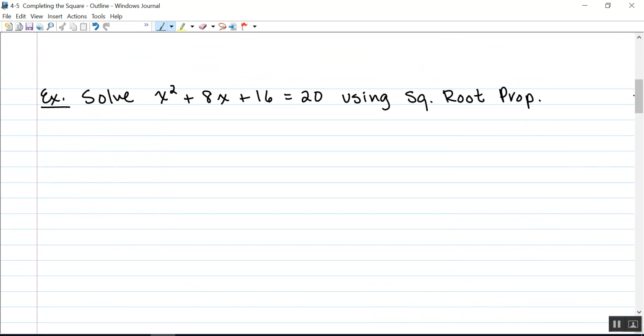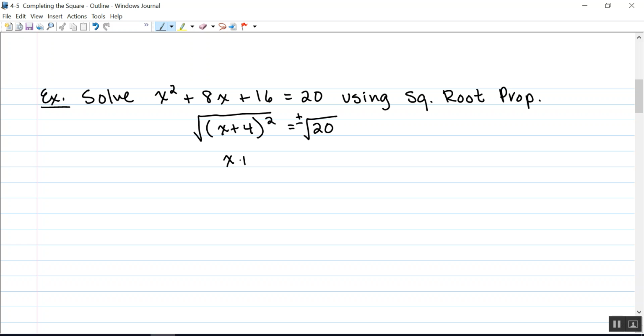Let's take a look at another example here. x squared plus 8x plus 16 equals 20, and we need to solve that using the square root property. So the left side of the equal sign is going to be a perfect square trinomial, and that will factor into x plus 4 squared, and that equals 20. Now I take the square root of each side, and a positive or negative over here.